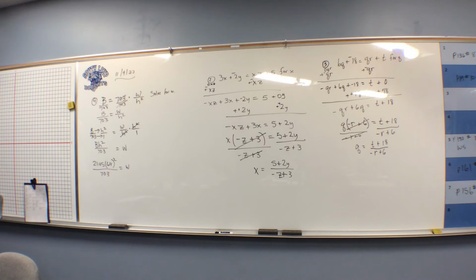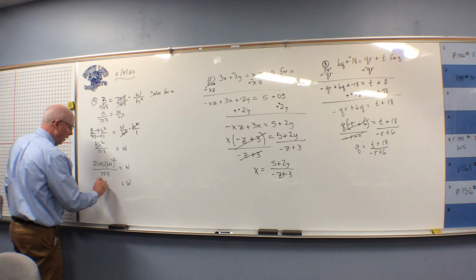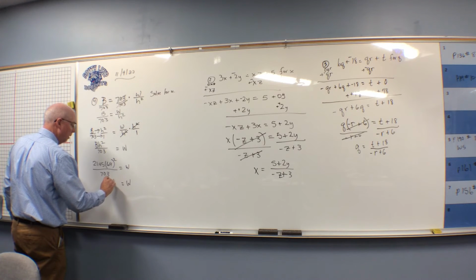So what I do is I take 64 and I square it times 21.45 and then I divide by 703. Tell me the weight of this person in pounds. You have a calculator? Ashley, did you get it? What is it? 124.8. It'd be 125 if we round it. This person's approximately 125 pounds.